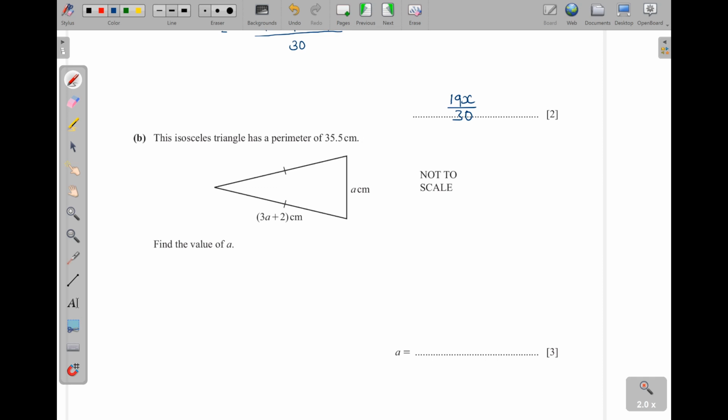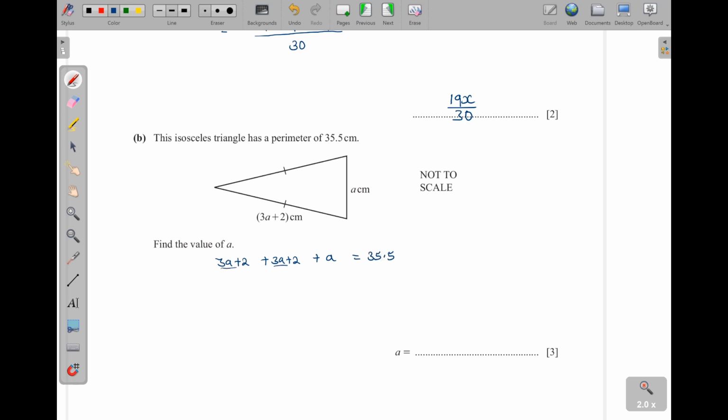Then next, part B, this isosceles triangle has a perimeter of 35.5. Find the value of a. So this part here is equal to this. So that means, perimeter is the sum of all the sides. So I will have 3a plus 2. Then I add 3a plus 2, no, I've forgotten a. So plus a here, which will be equal to 35.5.